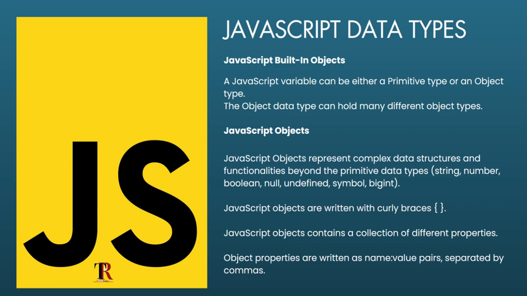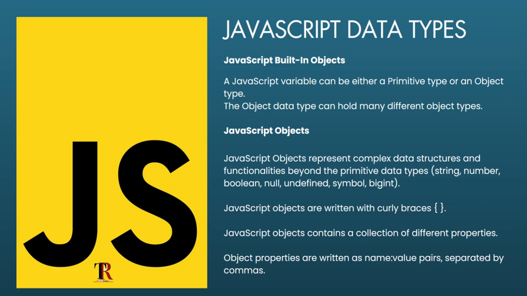Objects in JavaScript are written with open and close curly braces. A JavaScript object contains a collection of different properties. So you can have different properties inside an object. For example, you can have a person's first name, last name, age, country, location, their biodata, and a lot of other information like that, which gives it the ability to contain a collection of different properties.